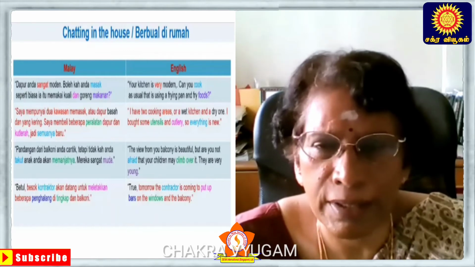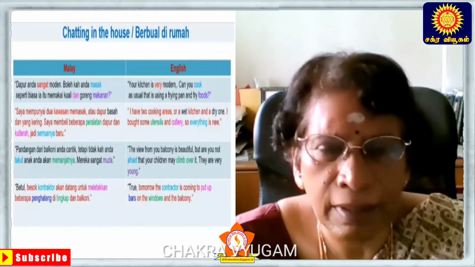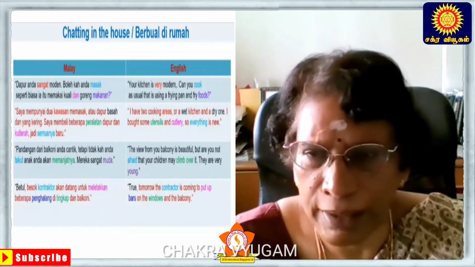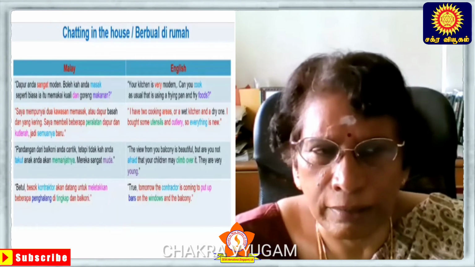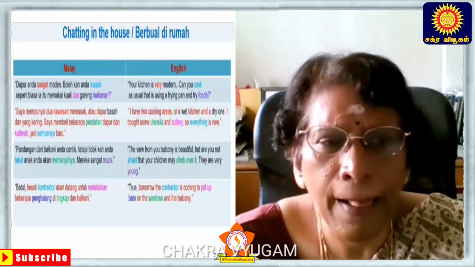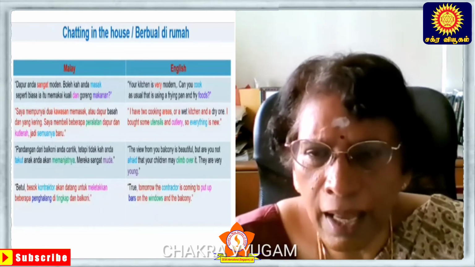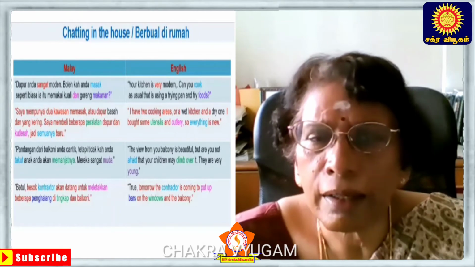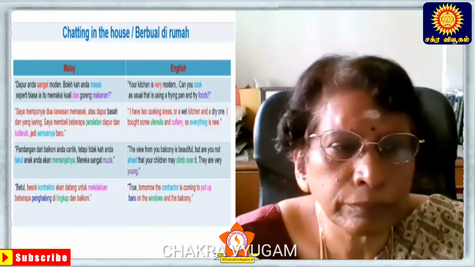Okay, now I have two cooking areas, mempunyai dua kawasan memasak. Two cooking areas. Areas is kawasan, cooking is memasak, and have is mempunyai. Wet kitchen, dapur basah, and a dry one. Dry one is kering, right? Dry. And I have bought utensils, peralatan, and cutlery. So everything is new. Semuanya baru.